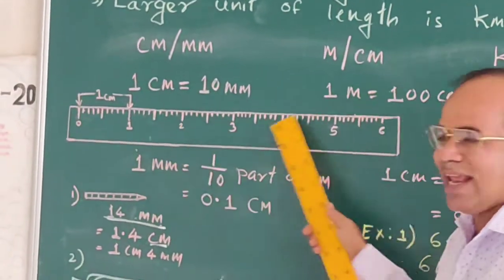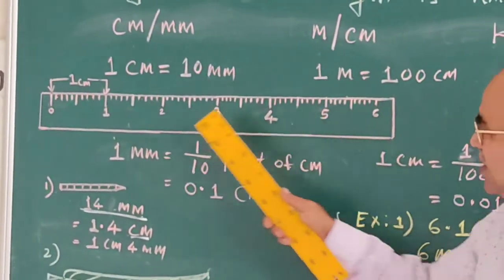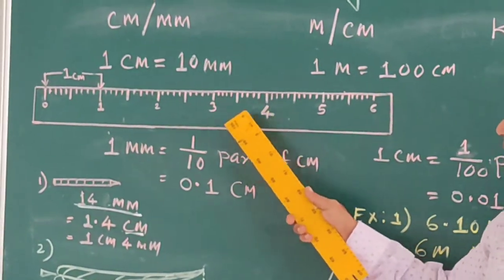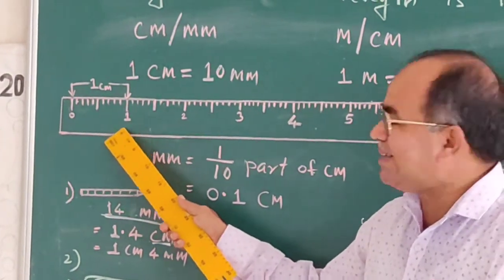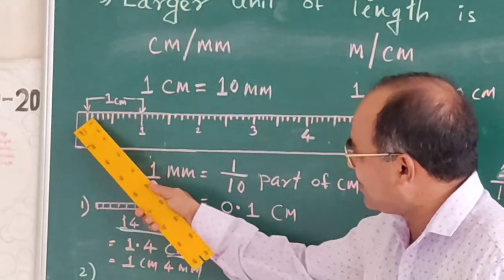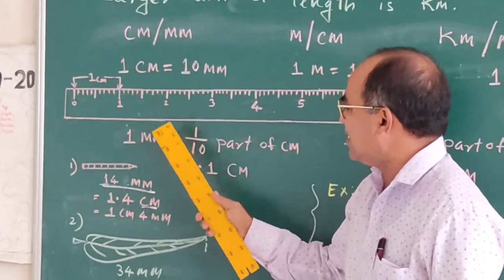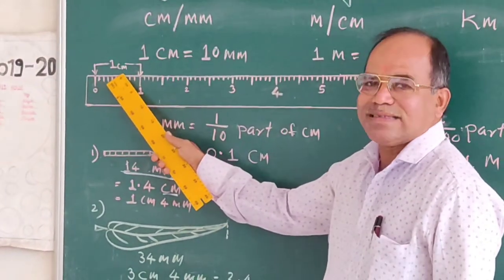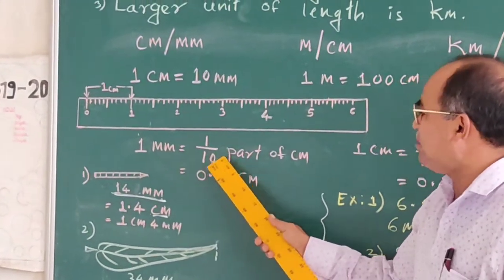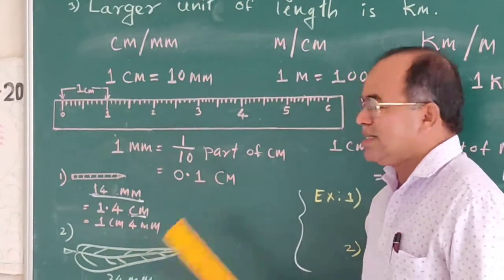You can see this is the scale, and this scale has numbers 1, 2, 3, 4, 5, 6. These are the centimeters: 1 centimeter, 2 centimeter, 3 centimeter, 4. And each centimeter is divided into 10 equal parts. So this 1 centimeter is divided into 10 equal parts, and one part is equal to one tenth of the centimeter. That means 1 mm is equal to one tenth of a centimeter, and in decimal form it is written as 0.1 centimeter.